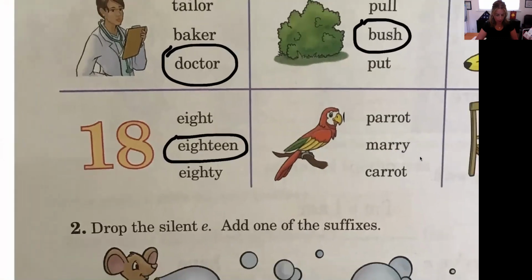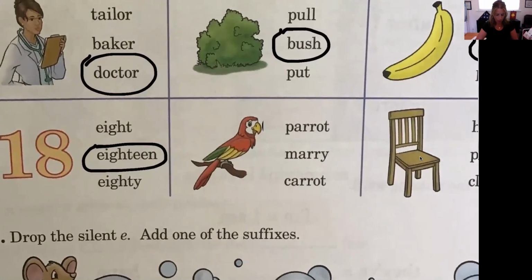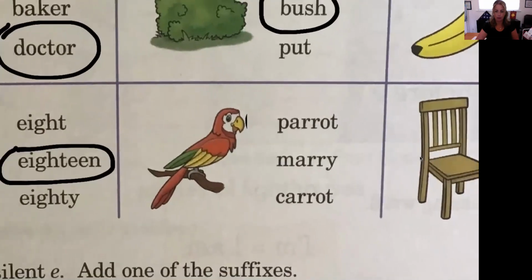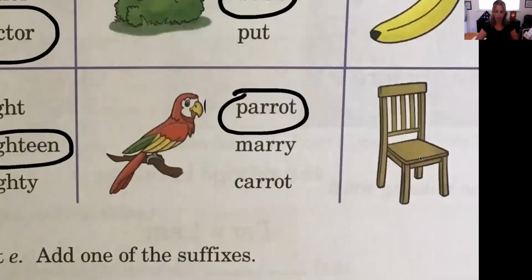Okay. I wonder what kind of bird this is. You circle. What kind of bird is it? You circle it first. You are correct. It's a parrot.